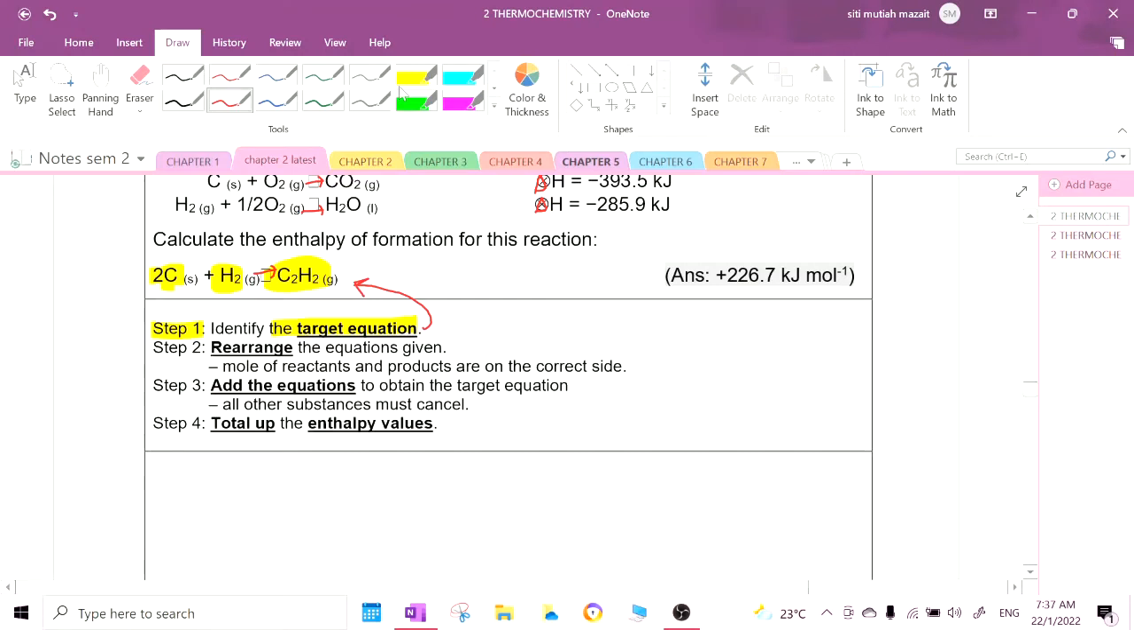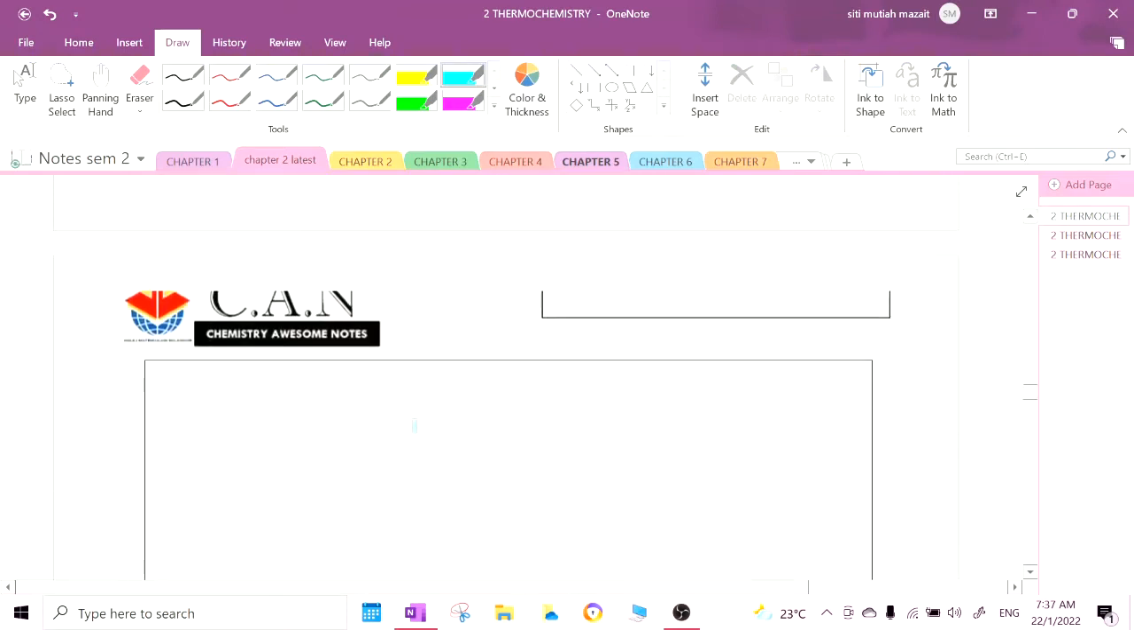Step 2, you have to rearrange the equations given. You have to manipulate all these equations in order to get the target equation. Step 3, you have to add the equations to obtain the target equation. All the substances must be cancelled. This one we look at in the example. The last step, you have to total up the enthalpy values.